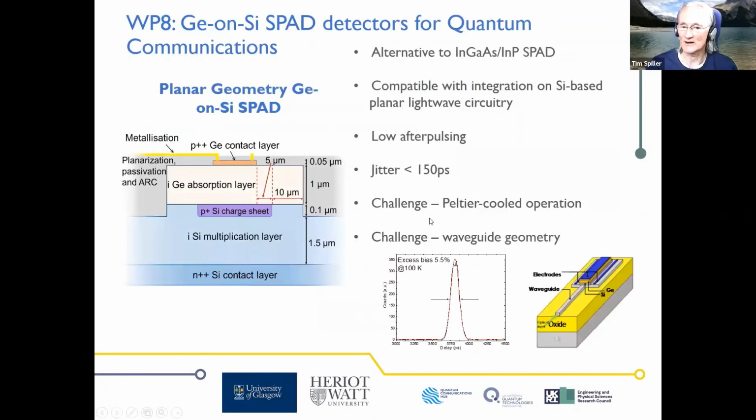And the final work package activity is led by Heriot-Watt, but the fabrication will be done at Glasgow. And this is on semiconductor detectors as opposed to superconducting detectors. And so one appealing way forward for semiconductor detectors is if you can do nice germanium on silicon detectors, because clearly germanium on silicon, you'd like to think, would be more straightforward to integrate into conventional silicon electronics. And so the idea is to build semiconductor detectors based on germanium and putting them into silicon circuitry. So it would be nice in the end.